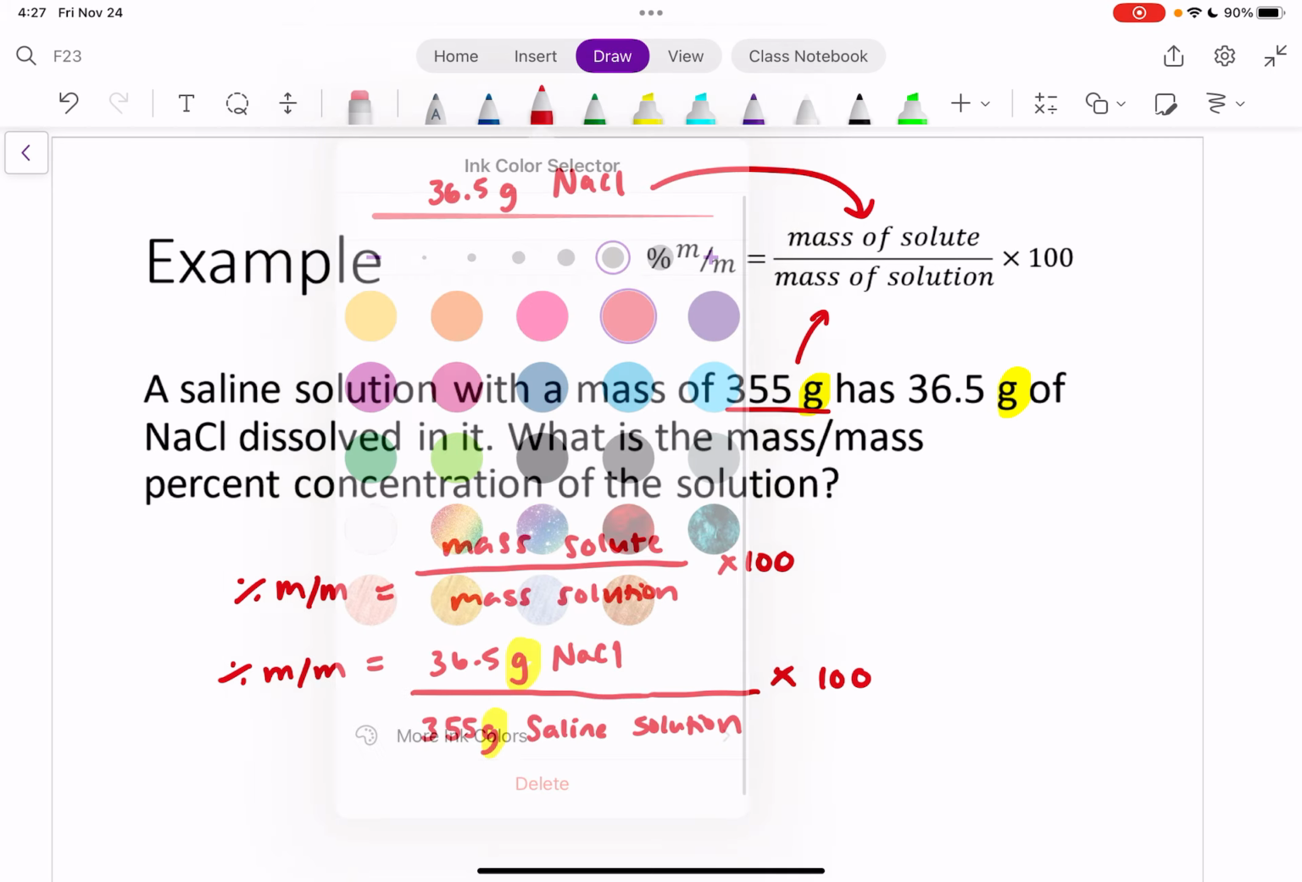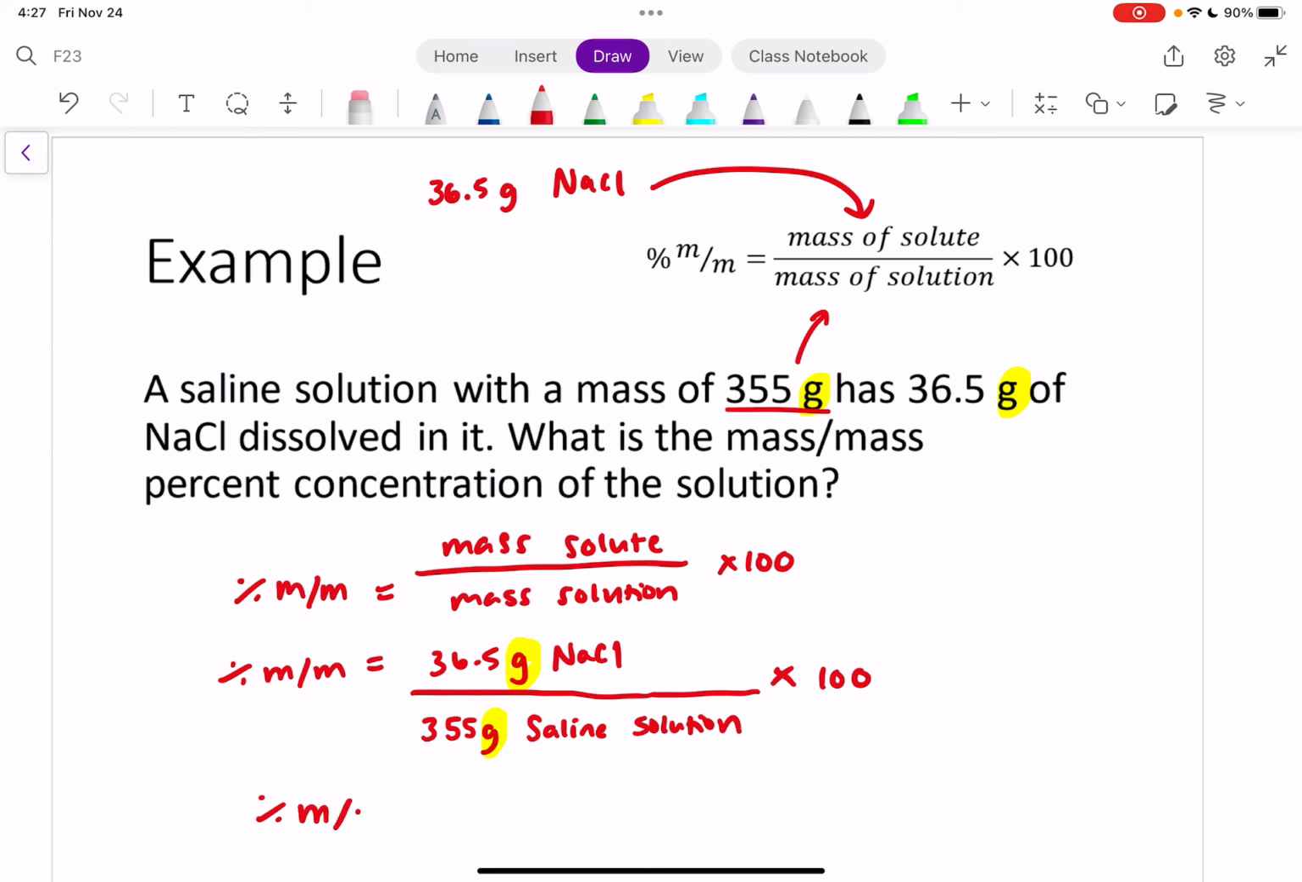Okay, so let's get a number out of this. So it's 36.5 divided by 355. And I got 0.1028, but remember we have to multiply that by 100. So that's going to give us 10.3%.